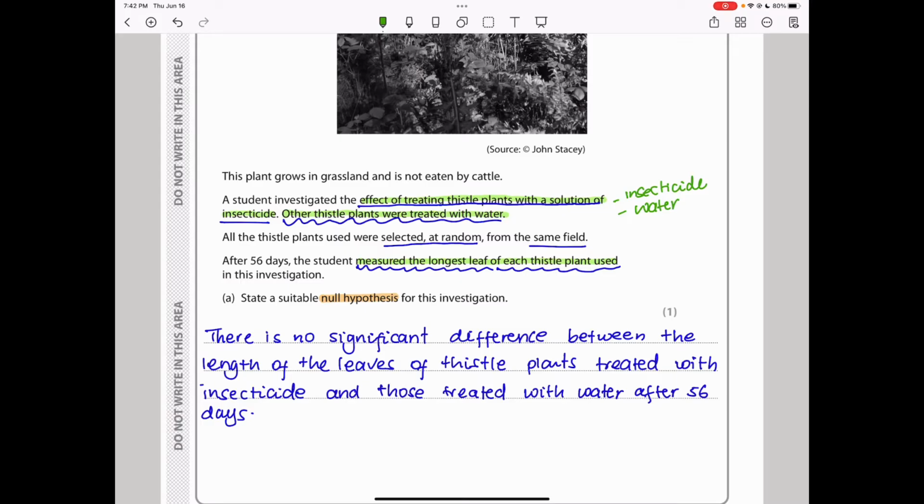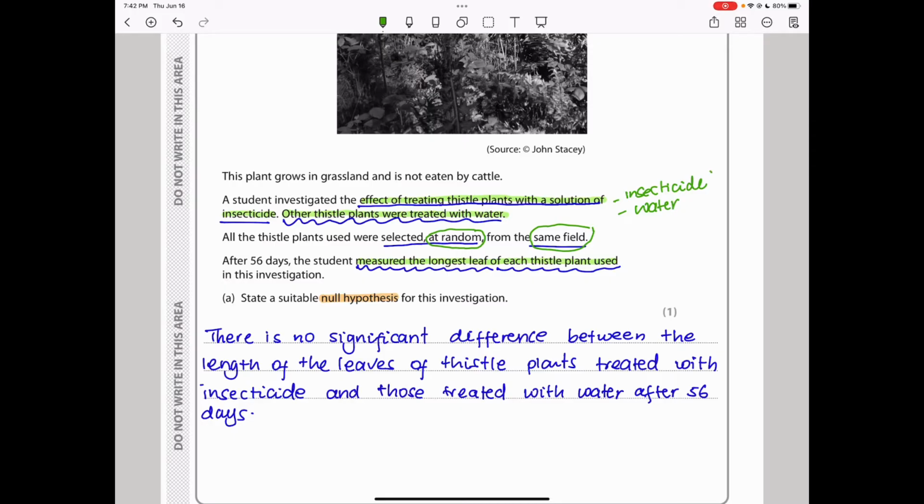They say all thistle plants used were selected at random. This is very important. It means the experimentation is not biased, and they are from the same field, meaning there is consistency. After 56 days, the students measured the longest leaf of each thistle plant used in the investigation, and then they say state the null hypothesis.